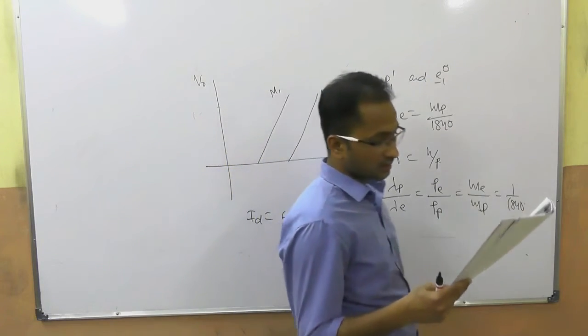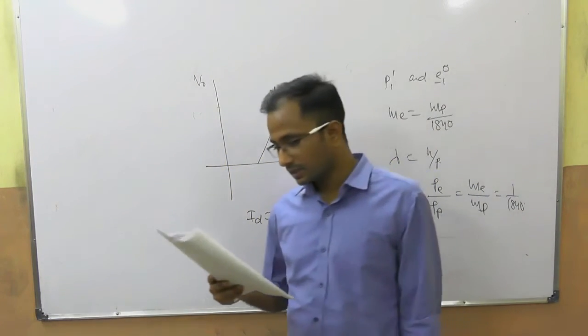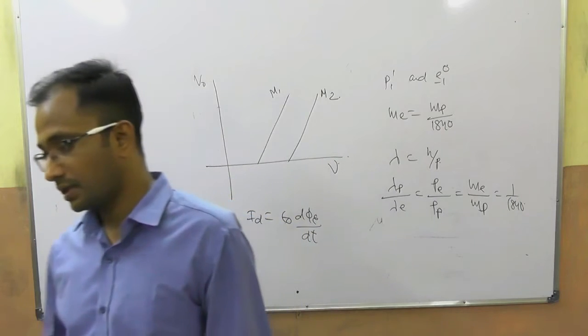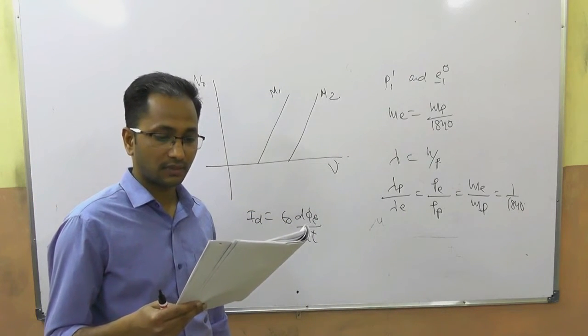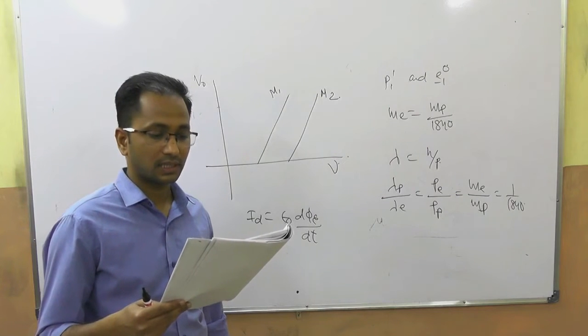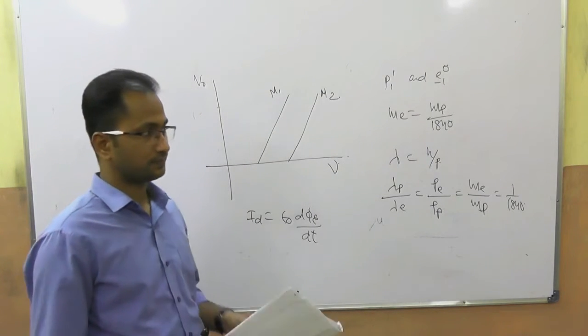Now question 20. How does an increase in doping concentration affect the width of the depletion layer of a p-n junction diode?